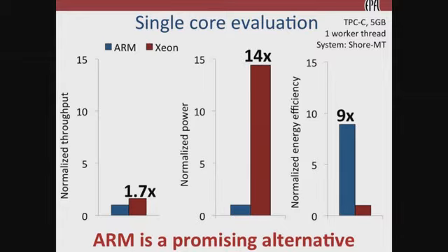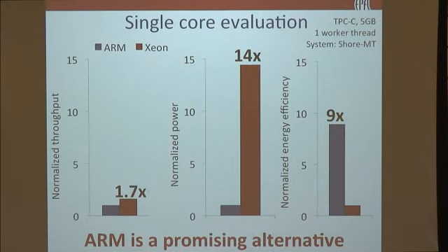Here on this graph, we present a single core evaluation. We have 3 graphs. On the left-hand side, we use the throughput values. In the middle, we compare power values, and on the right-hand side, we get the net result of power and throughput, which is energy efficiency. The workload is TPCC, 5 gigabytes, a single worker thread, and the system is disk-based. What we see is, while Xeon provides only 1.7x higher performance, it consumes 14x more power than ARM, rendering ARM 9x more power efficient than Xeon.